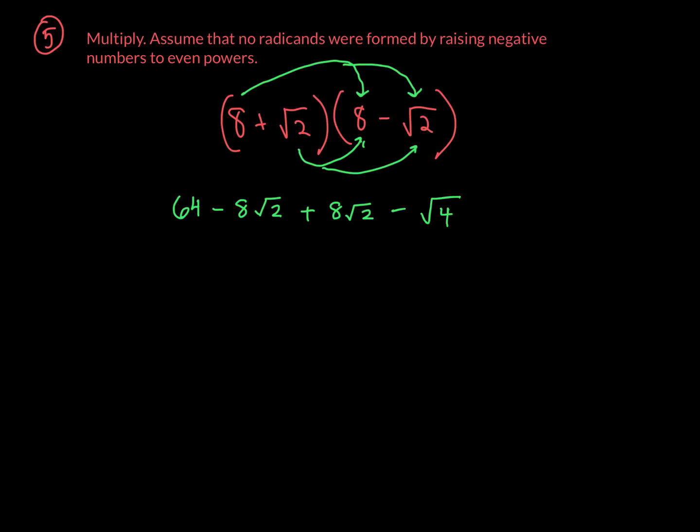So a couple things happen here. We've got negative 8 square root of 2 and positive 8 square root of 2. Those two become 0. They just cancel each other out, negative and positive. And then also this square root of 4. We talked about that before. Square root of 4 is just 2. So basically we're left with 64 minus 2, or 62.